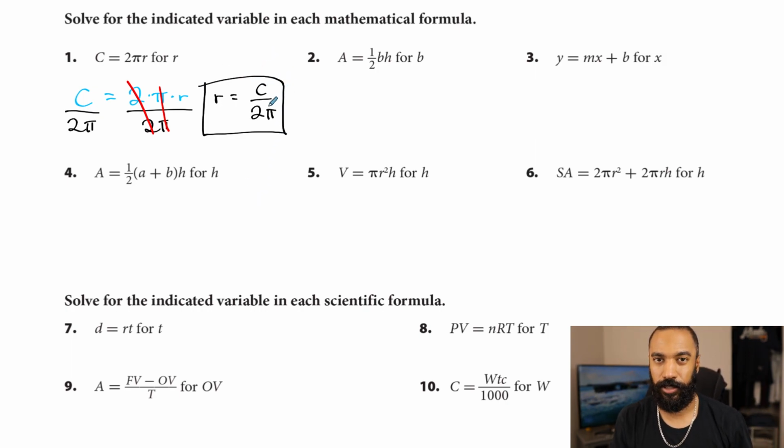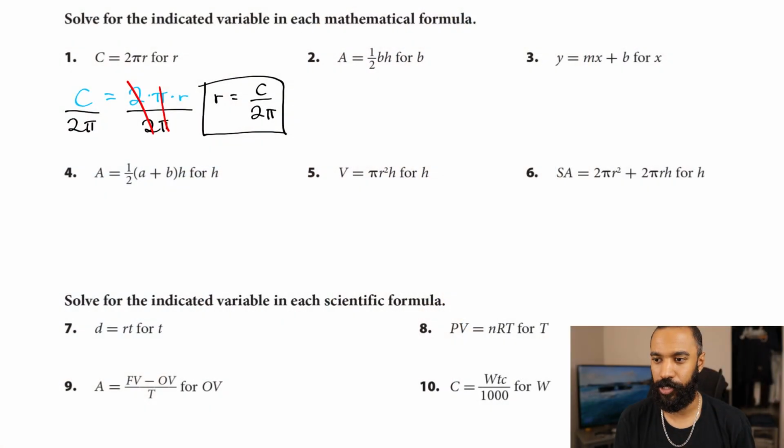Or better yet, because this is a real equation for a circle, instead of finding the circumference based on the radius, I can now actually find the radius of a circle based on the circumference. You take the circumference and divide by twice pi. Cool? Go ahead and jump into number 2.